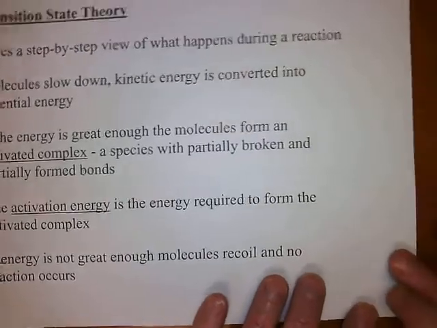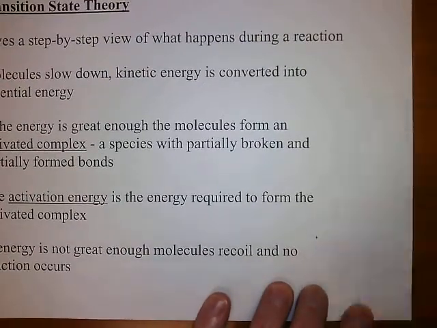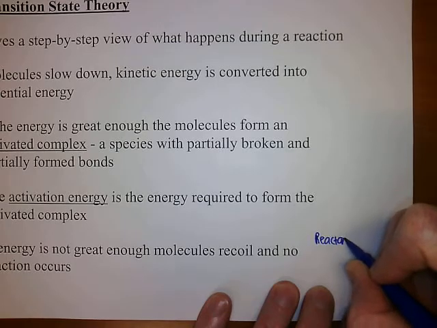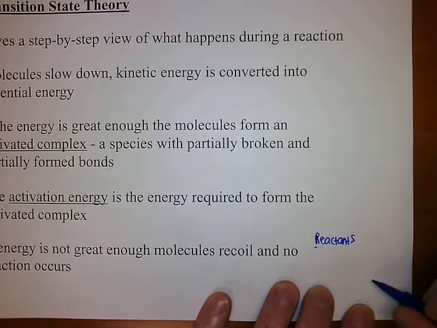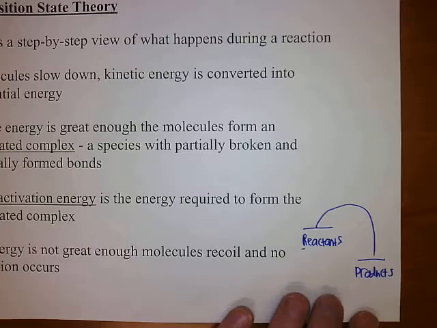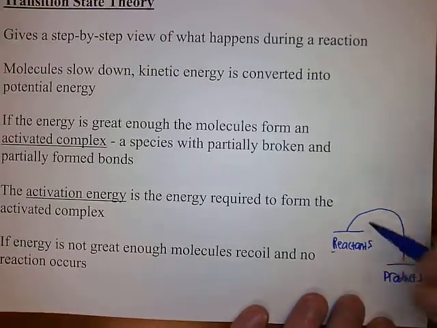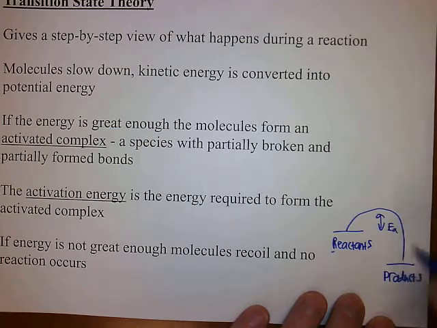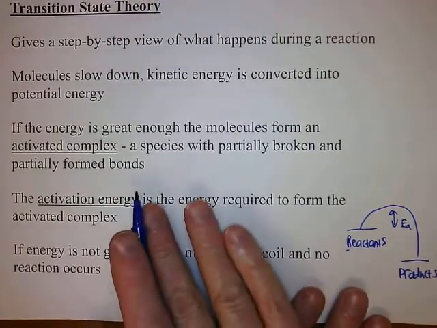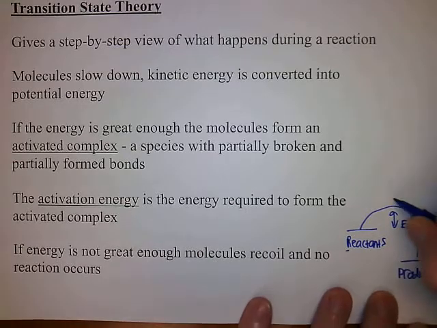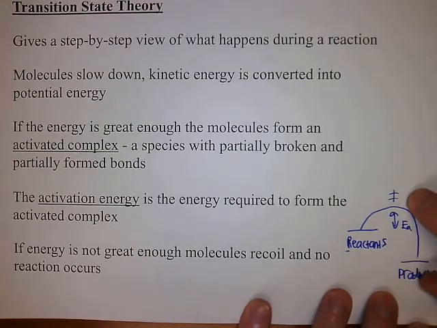All right, so again, energetically, if you have your reactants here and your products here, your energy diagram will look like this. Like I said, there's that energy hump that you have to get over for the reaction to happen, even if you're going downhill energy-wise. And that's your activation energy. The activation energy is the energy that you have to put in to form the activated complex. So this is where you have your activated complex.